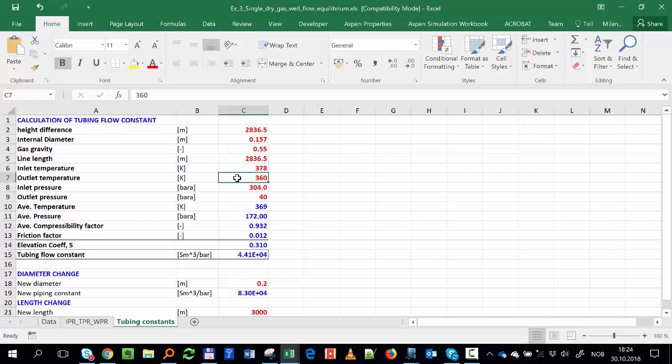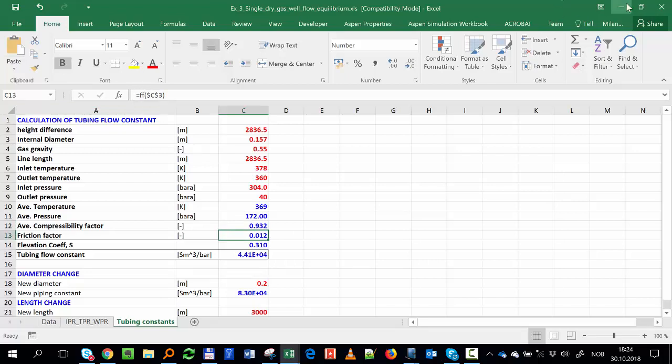Inlet and outlet temperature: if I measure it, I know the temperature in the reservoir and at the wellhead, so I can use the average temperature. Inlet pressure, I have no idea. But I say the highest pressure it can have is reservoir pressure, and the lowest pressure at the outlet of the tubing is separator pressure. So I use those two as a starting point. Then I calculate the average deviation factor, average temperature, and the friction factor. That's something very important.